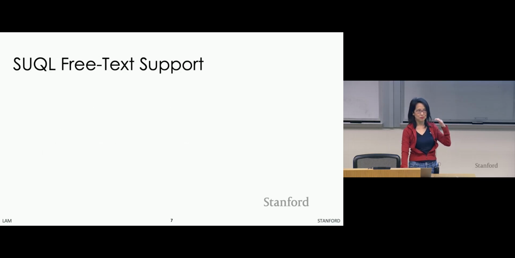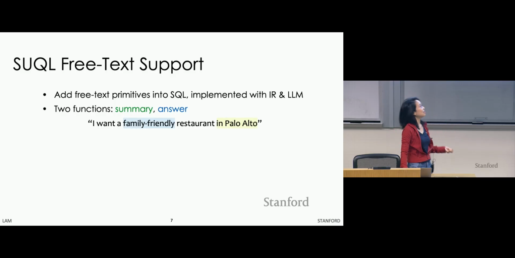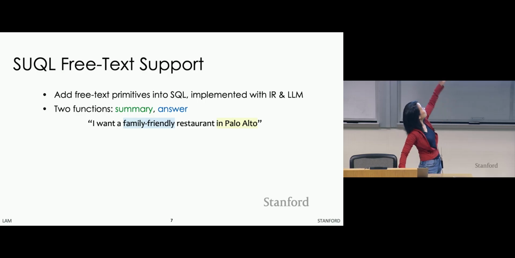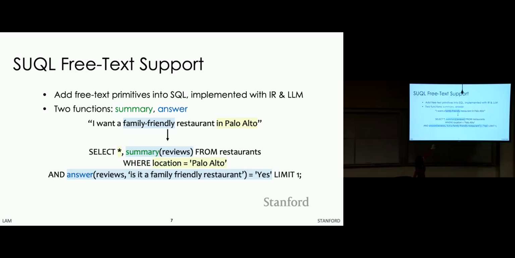The design of SUQL is very simple. You just add two free text primitives into SQL, and they are summary and answer. So, for example, we've seen this several times. I want a family-friendly restaurant in Palo Alto. We are searching with a filter on location equals Palo Alto. You want a family-friendly restaurant. It's coming from the reviews. And because we want to be friendly, we want to show you a summary of the reviews. Okay. So those are the two functions.